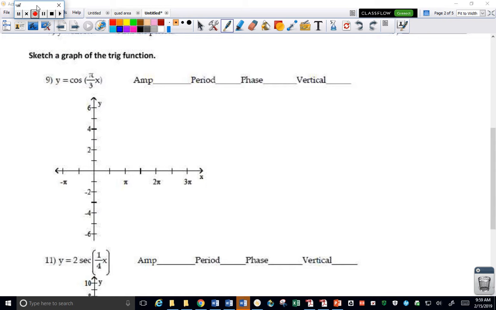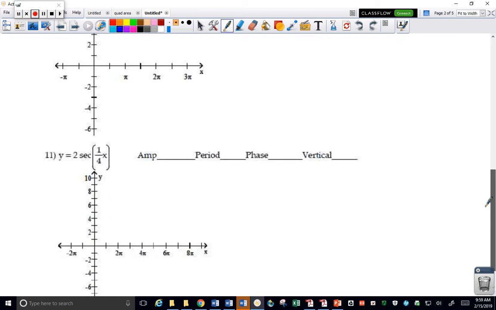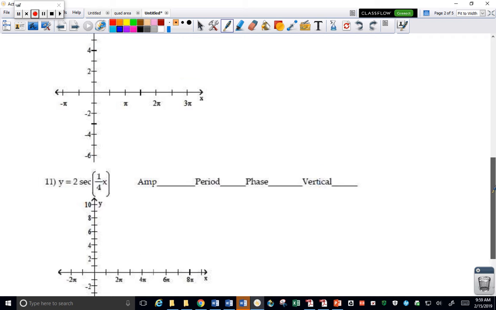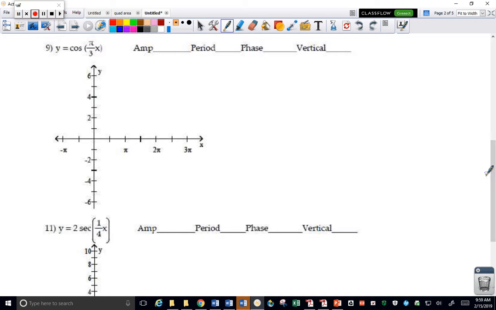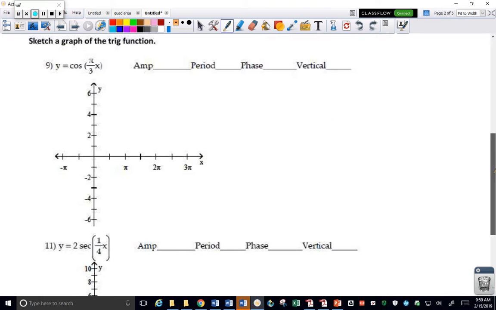So we're asked to graph some trig functions here. We have a cosine graph, and then below it we have a secant graph. So we'll do these two, and then we'll be done for this video.